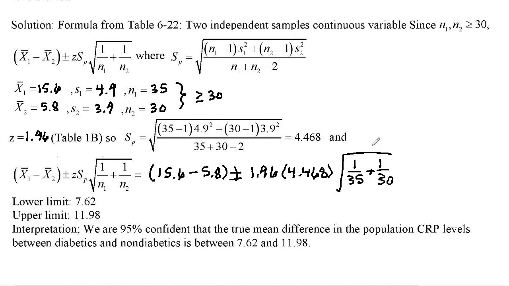So again, I calculate this in my calculator, multiply by the 4.468, multiply by the 1.96. When I did that, I got 2.18, and this difference is 9.8. So this gives us 9.8 plus or minus 2.18. So you do 9.8 minus 2.18, and that will give you 7.62. And then you do 9.8 plus 2.18, which will give you 11.98.